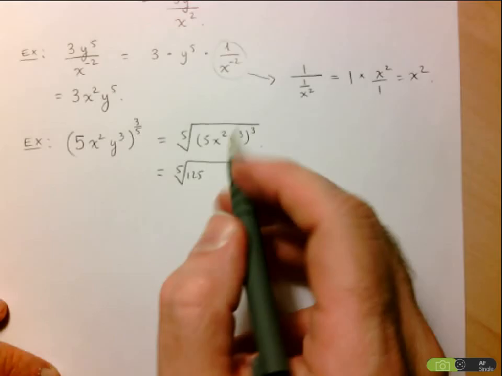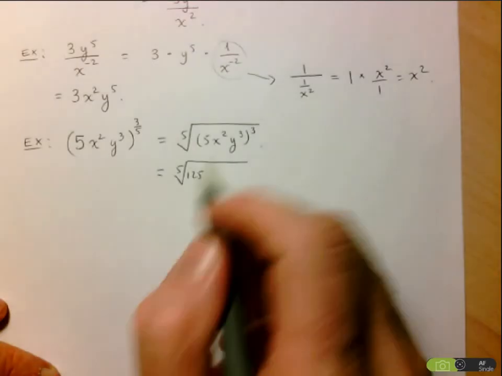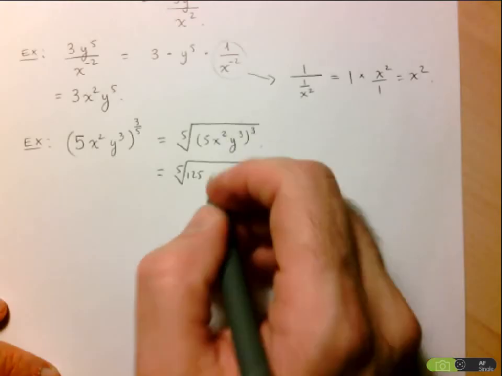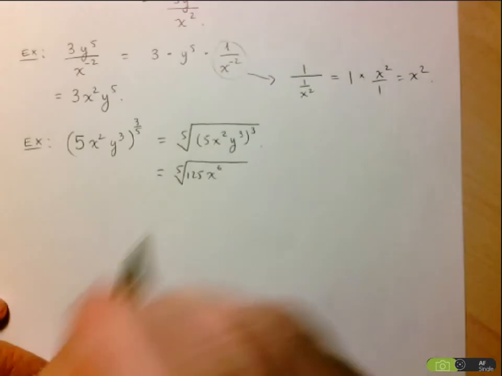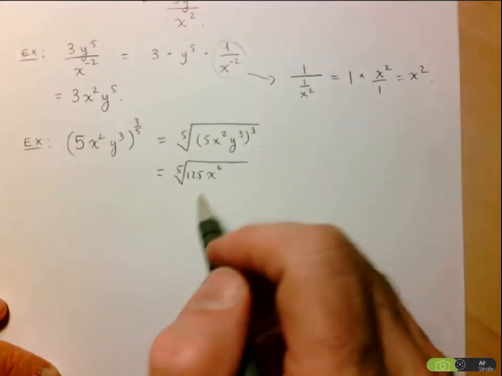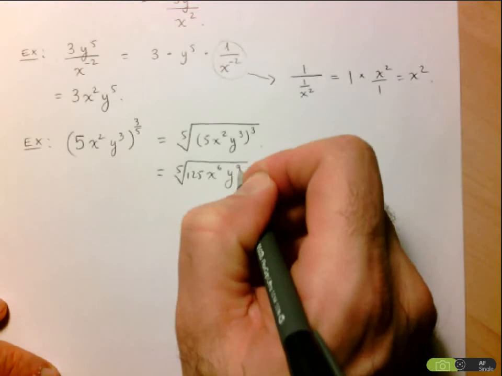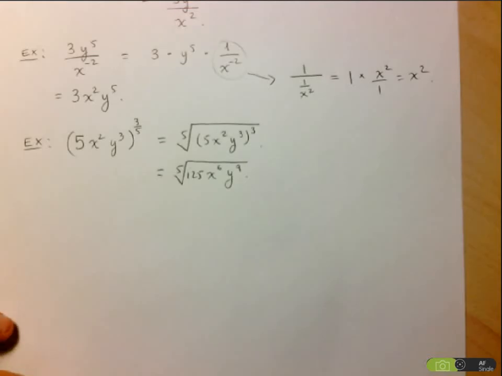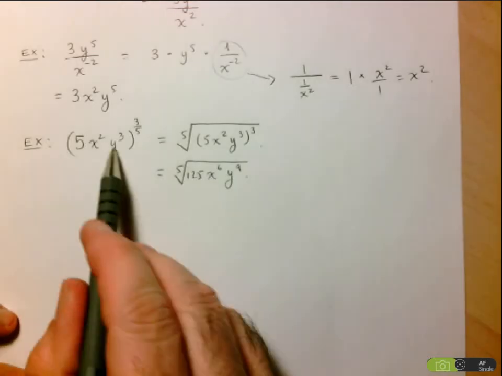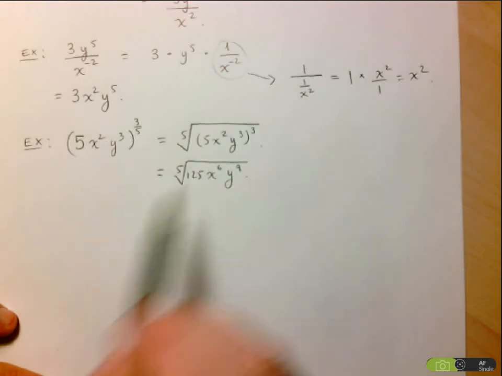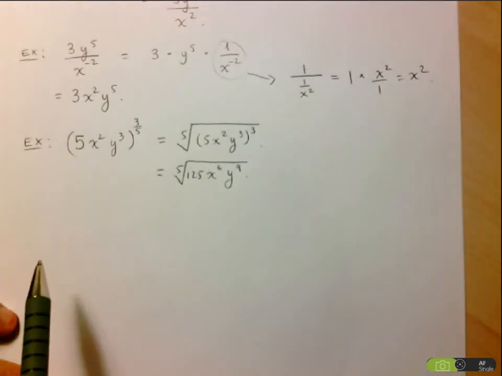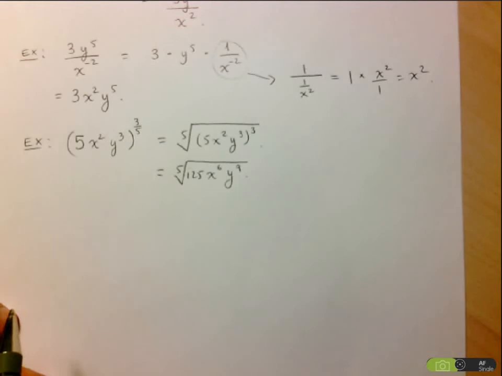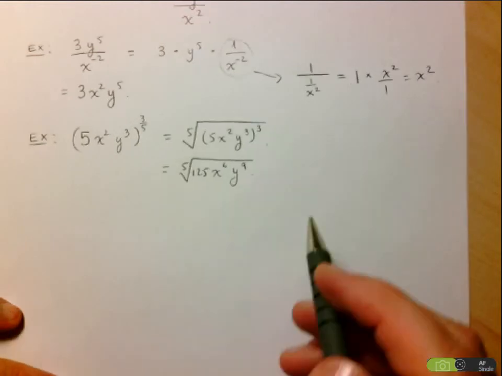X squared to the power 3, so I can just multiply the exponents: x to the 6th. And then y cubed to the power 3 is just y to the 9th. These two things are completely equivalent. However, convention says that we don't leave fractional exponents in our final answer.